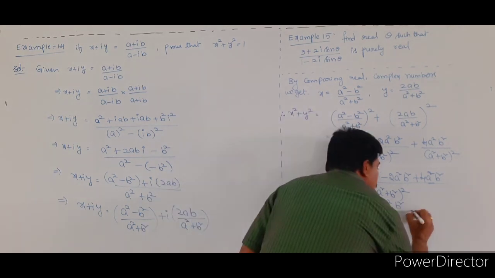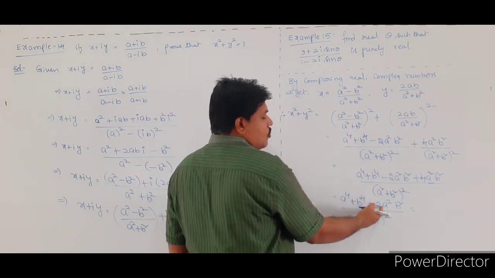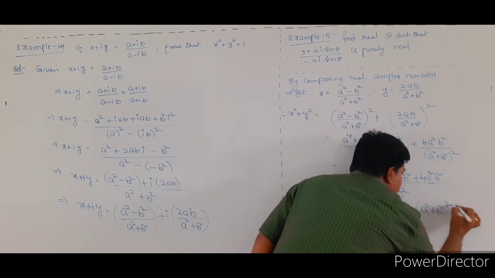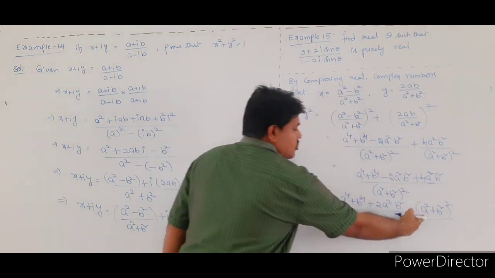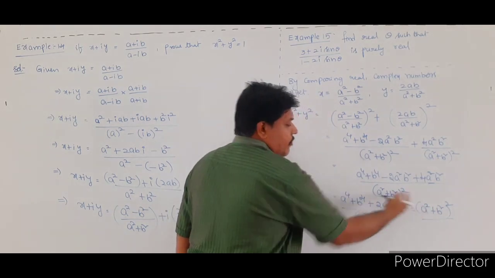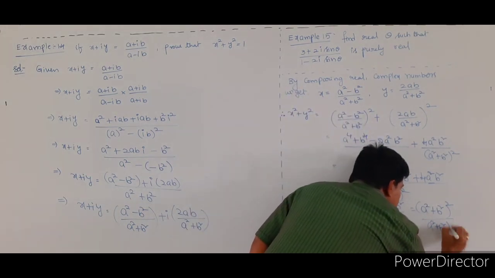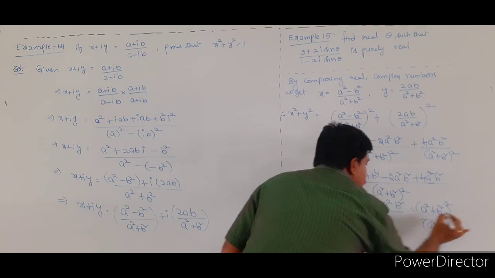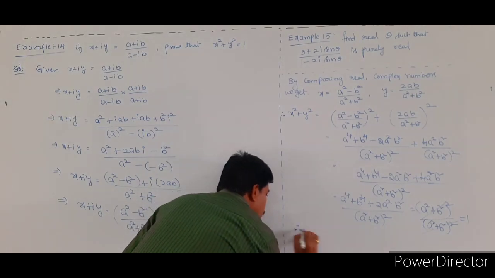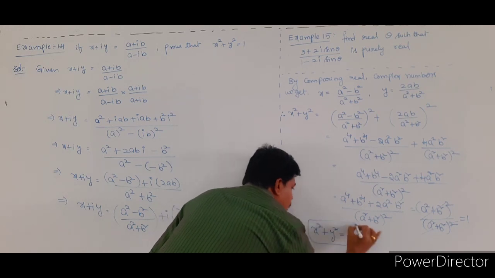The numerator is in the form of a square whole square plus b square whole square plus 2a square b square, which is nothing but the a square plus b square whole square formula. a square whole square is a power 4, b square whole square is b power 4, plus 2a square b square. It can be written as a square plus b square whole square by a square plus b square whole square. So we can cancel, these two terms will be cancelled, and it will become 1 only. Therefore, x square plus y square is equal to 1. We can declare the answer.